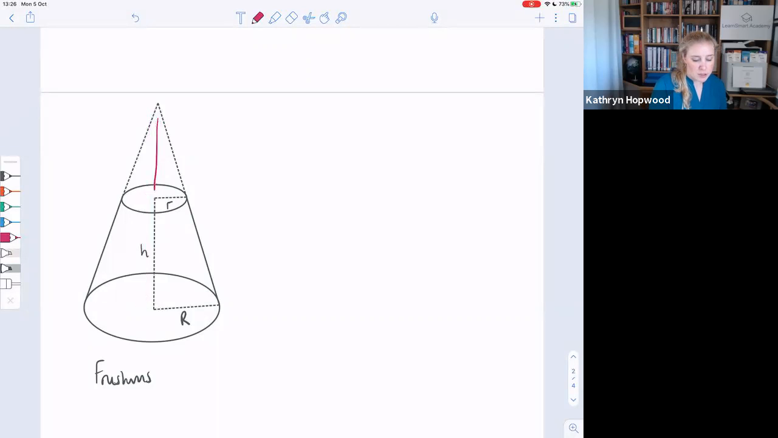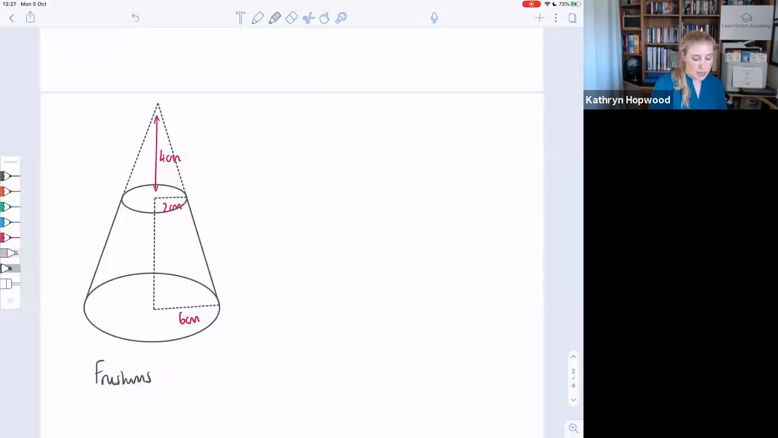What we end up having to do within this is actually use similar triangles. I'm going to give you an example. Let's say that they've told us that this is 2 centimeters and this is 6 centimeters. And they also tell you that the height of the cone that has been cut out is 4 centimeters. And they have asked us here to find the volume of the frustum that is left.